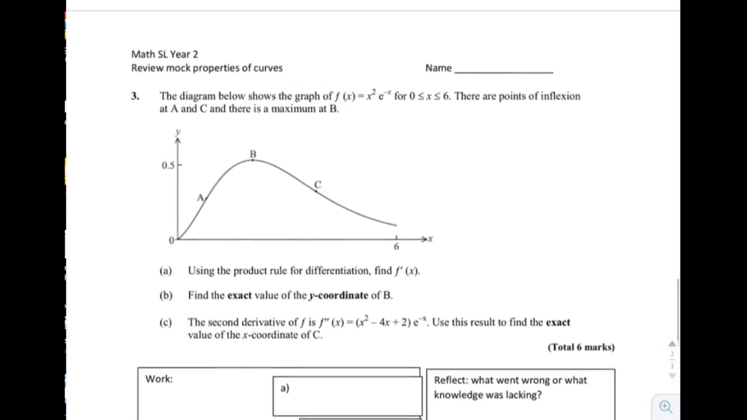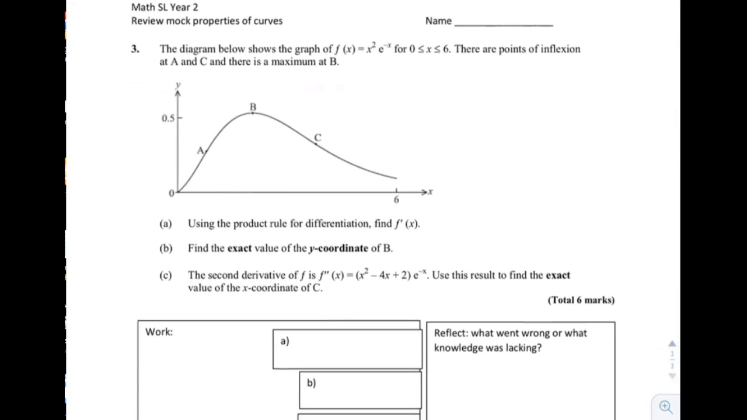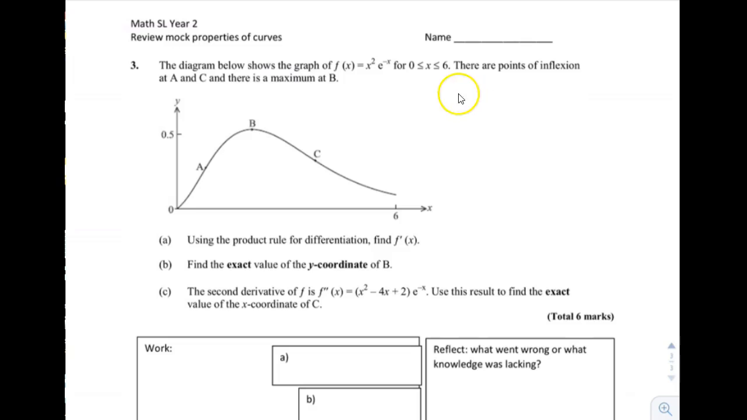The diagram below shows the graph of, finally number 3. The diagram below shows the graph of x squared e to the minus x for the domain 0 to 6. There are points of inflection at A and C, and there is a maximum at B. Okay. Use the product rule for differentiation. Find f dash of x. So we're going to find f dash of x of that.